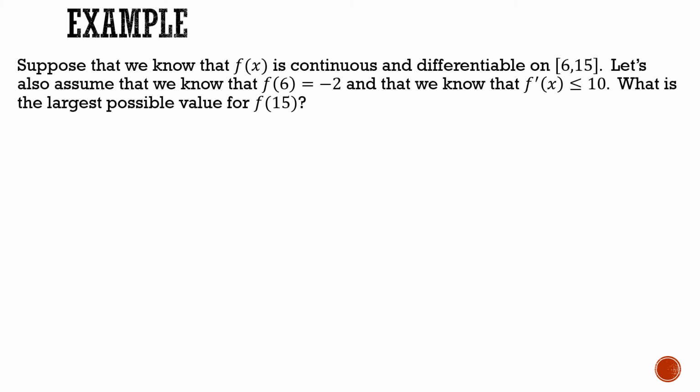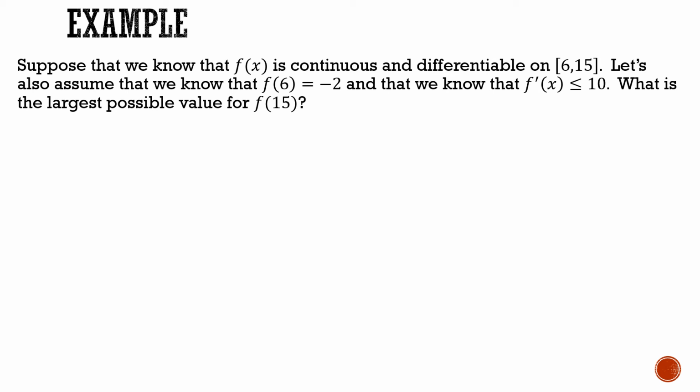All right, next example says, suppose that we know that f of x is continuous and differentiable. That means it satisfies the two conditions for the mean value theorem, and this is true from 6 to 15. Let's also assume that we know that f of 6 is negative 2, and we know that f prime of x is less than or equal to 10. What's the largest possible value for f of 15?